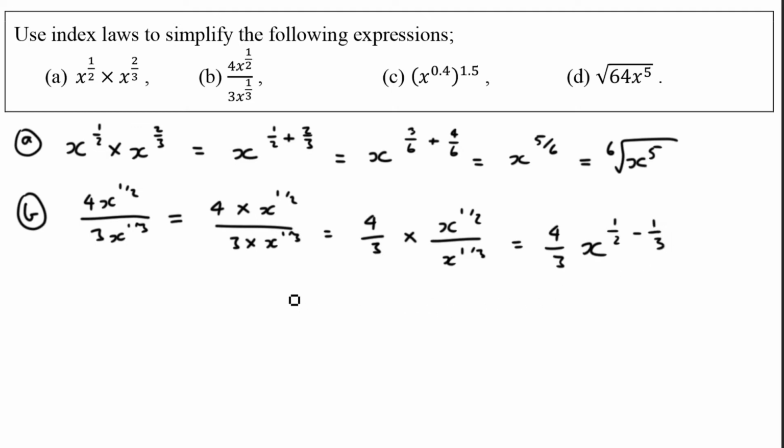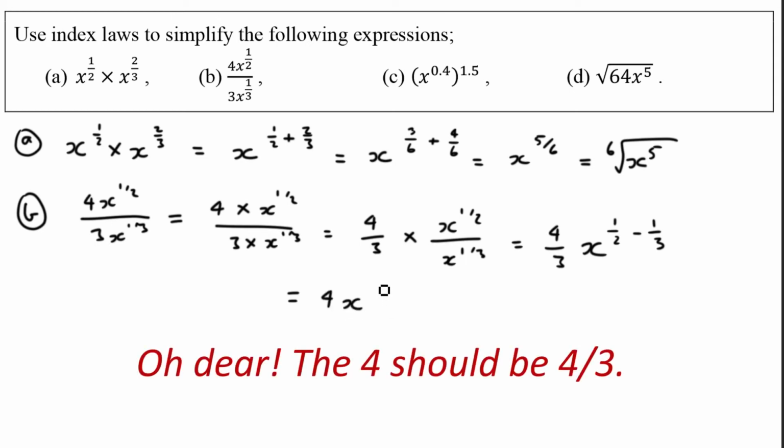Again, it's easier to deal with those fractions if we put them over a common denominator. 4 lots of 3/6 subtract 2/6. We have 4 lots of x to the power of 1/6, which is a perfectly good way to leave the final answer, but if you like, we could write that as 4 lots of the 6th root of x.